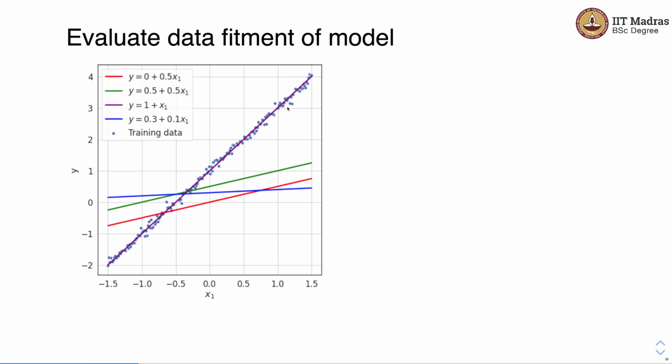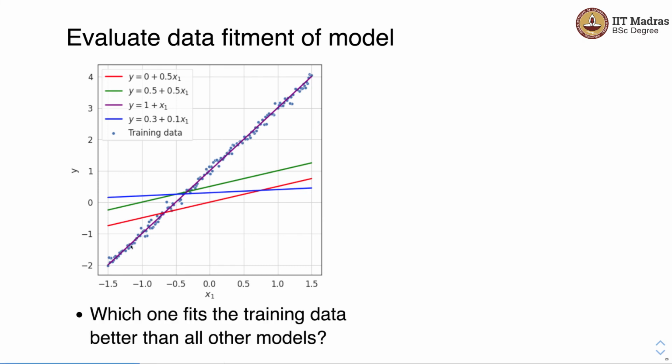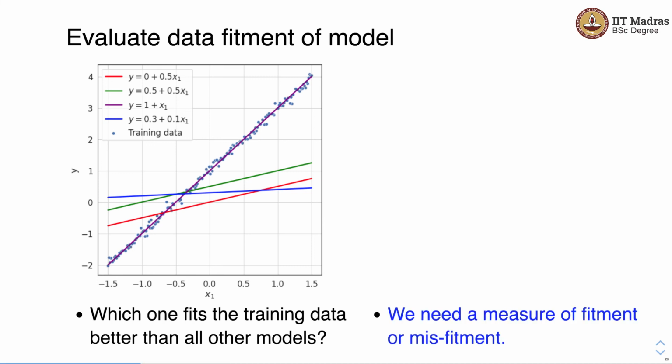So what we do is we also plot data in the same figure where we had earlier plotted different models. And now you can see that this particular model with a purple color, this purple line, seems to be fitting data better than all other lines. So how do you exactly evaluate this model fitment? For that, we possibly need a measure of fitment or misfitment.